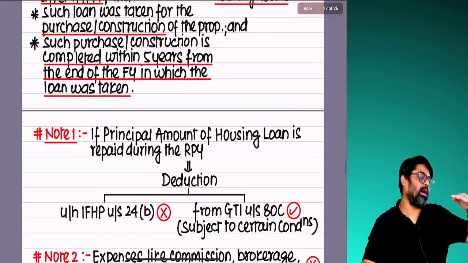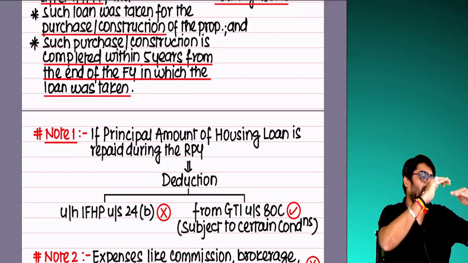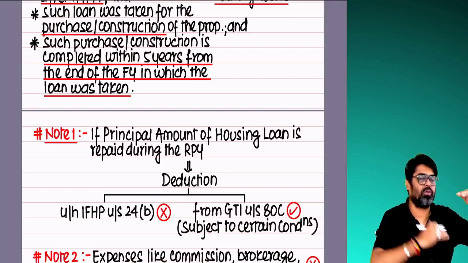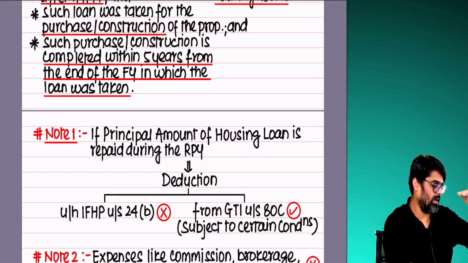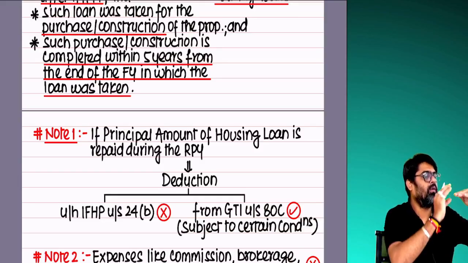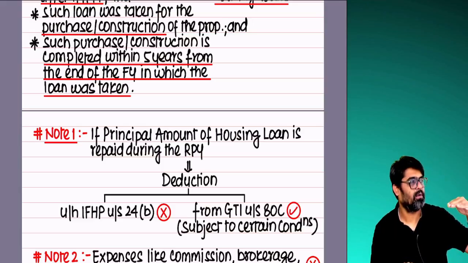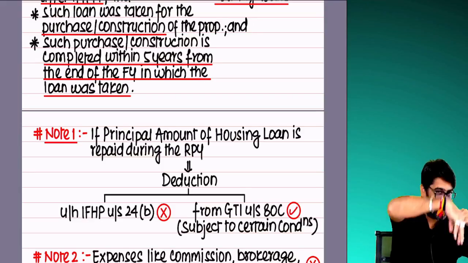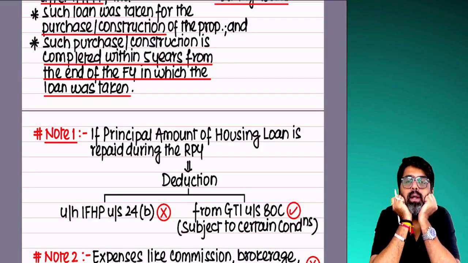So the heads are salary, house property, PGBP, capital gains, other sources. Salary, house property, PGBP, capital gains, other sources. We are in the house property head. We are inside the head. So under the head house property, what deduction are you going to get?